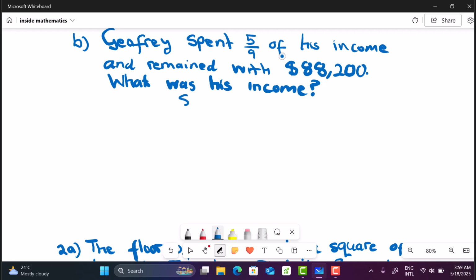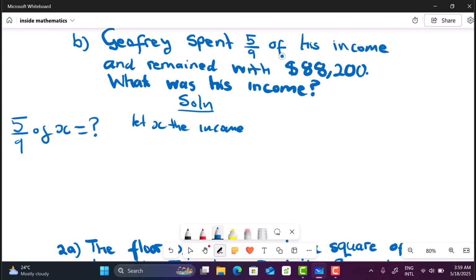So when we are looking into the solution of these questions, what you need to do, you write your data, and your data is the information that we are having. It is saying 5/9 of the income, and let us make x the income. So after letting x the income, we are going to say 5/9 of x is equals to this amount. So we don't know 5/9 of the income, but what we do know is the remaining amount.